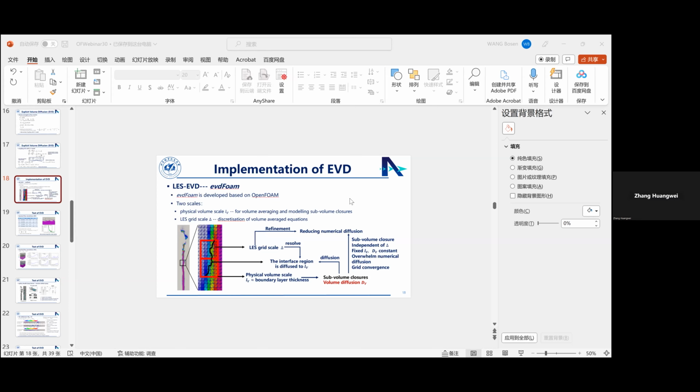Okay, thank you. Any other questions? Okay, so Bosen, for this method, have you tested, or do you have plans to test it for fully compressible flows, for example, like a shock impact on a water droplet or a few droplets? So in that case, it belongs to a fully compressible flow, right? Yes, like a fully compressible flow.